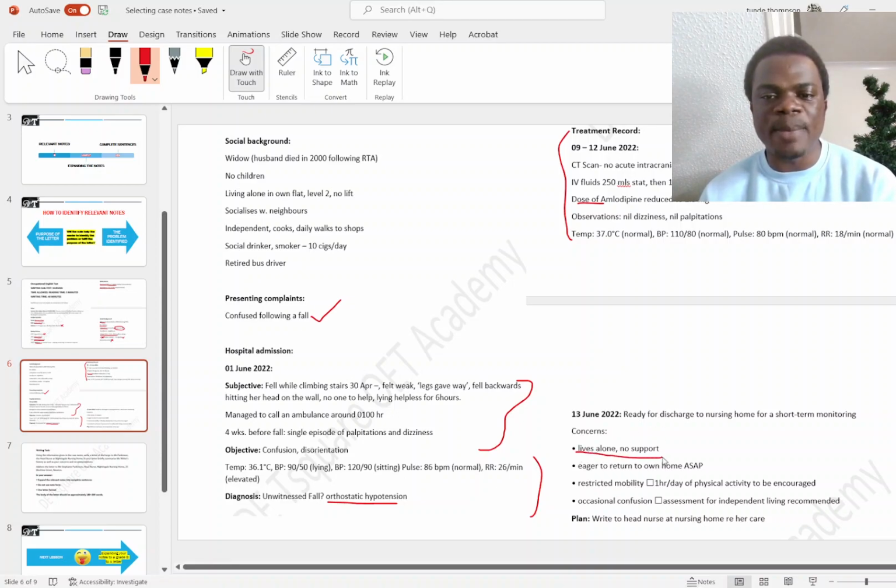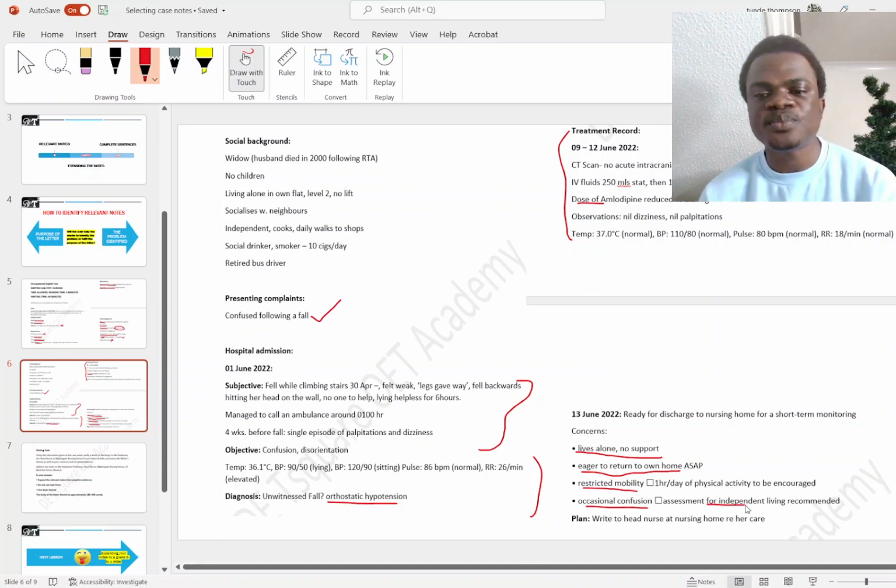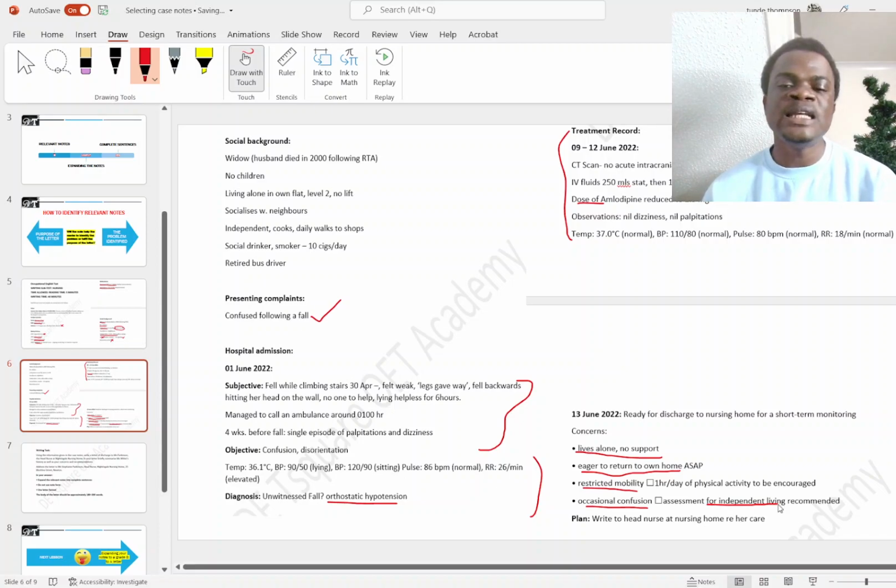Definitely the reader has to know about this, that this patient lives alone, that this patient is eager to return home, because you are sending this patient to a nursing home for a short-term stay. The reader needs to know that this patient actually wants to go home as soon as possible. This patient has restricted mobility. This patient has occasional confusion, and this patient will need assessment of his home. This patient will need a special evaluation to know if the patient can live alone. So these are the information you have to add in your letter writing.